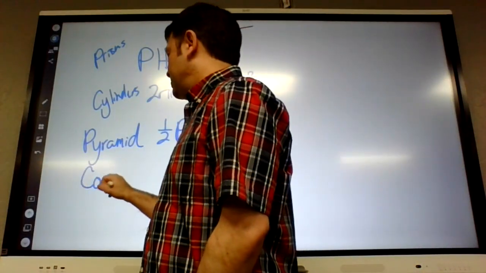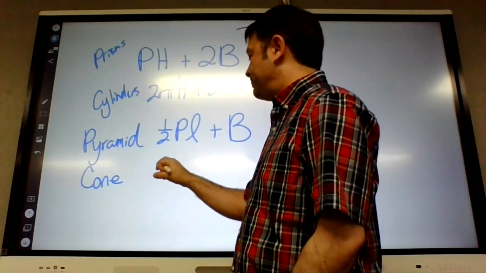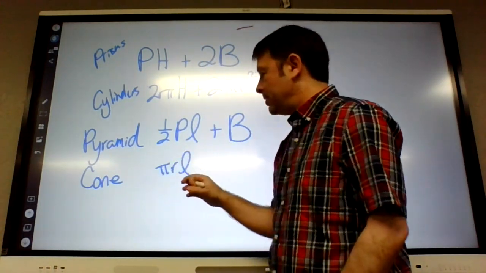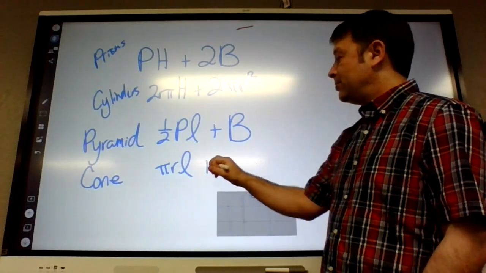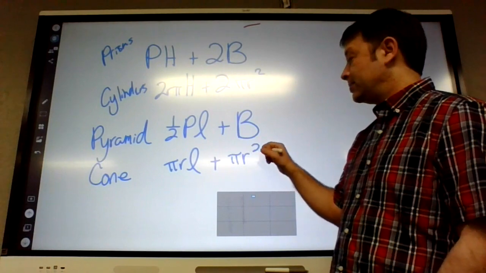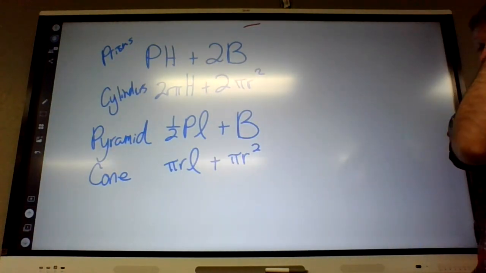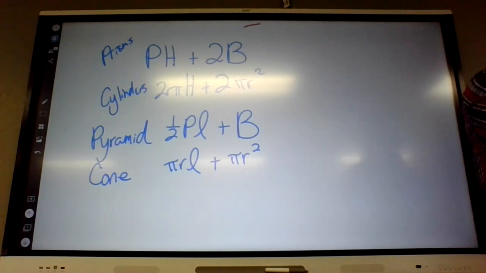After pyramids came cones, and the perimeter, that all simplifies to pi r L for the lateral area. And the base of a cone is a circle, so that is pi r squared. What does the L mean? Slant height. We just said this, Lenny.